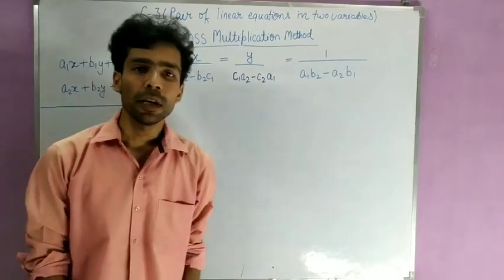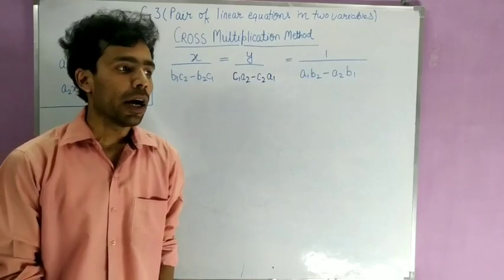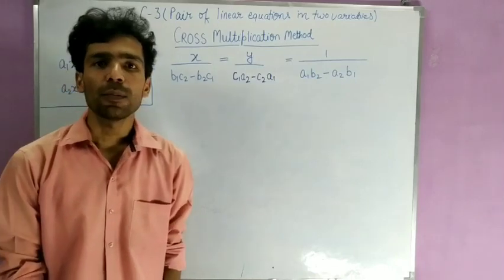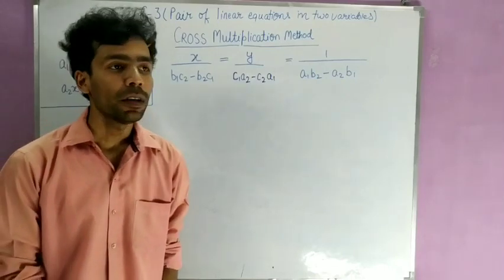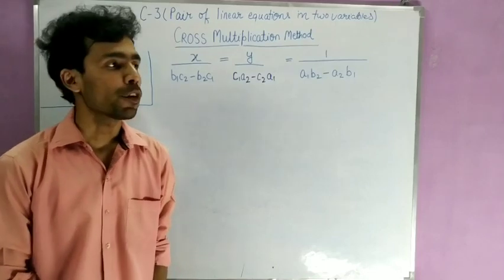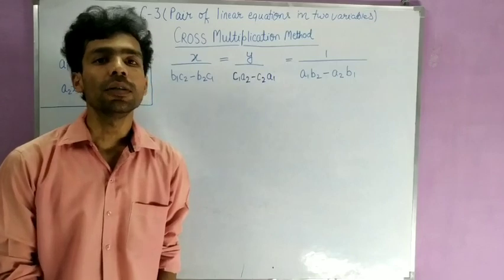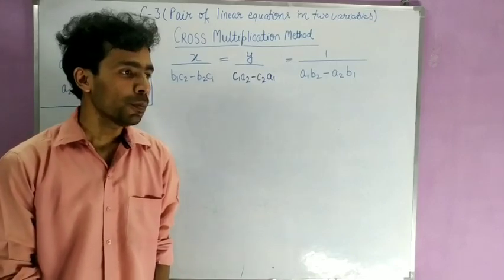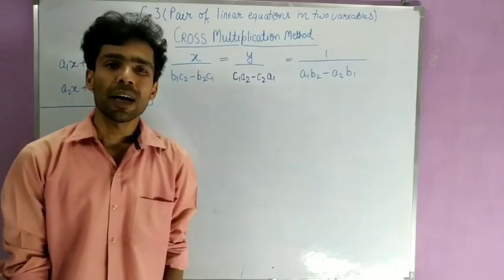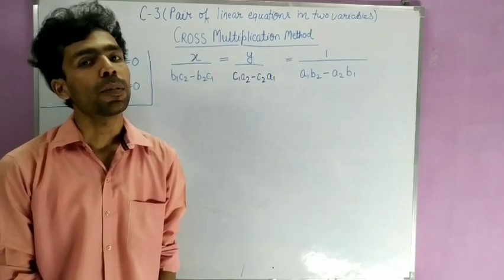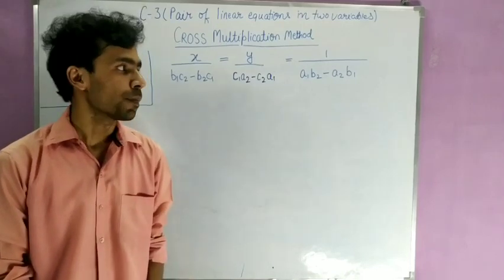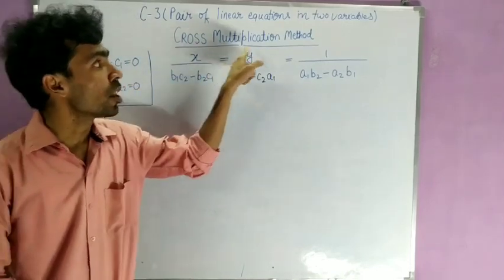So students, in the previous part of the video, I told you exercise 3.4 means we have solved maximum number of questions from exercise 3.4, and that exercise was based on the elimination method. So I told you in the next part I will tell you the cross multiplication method. So see, cross multiplication method.